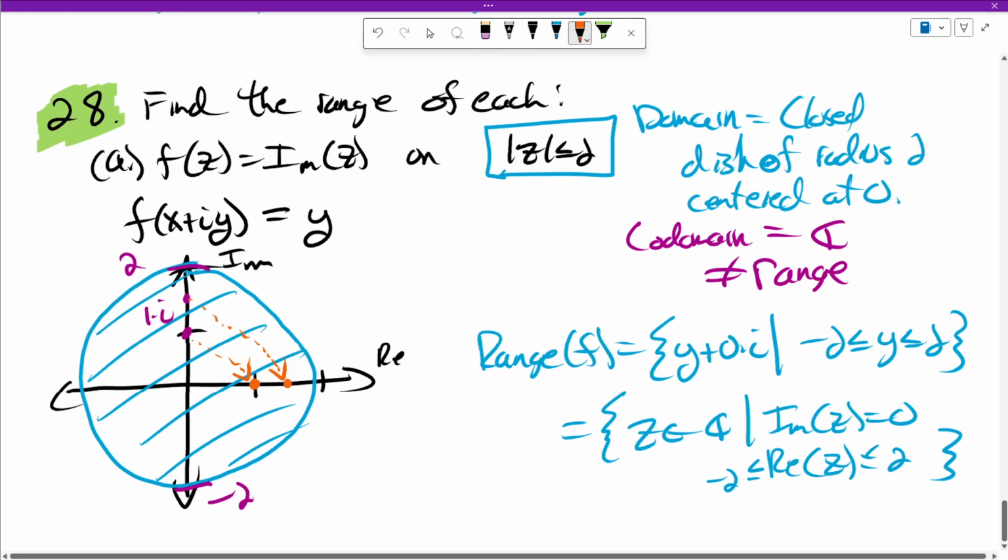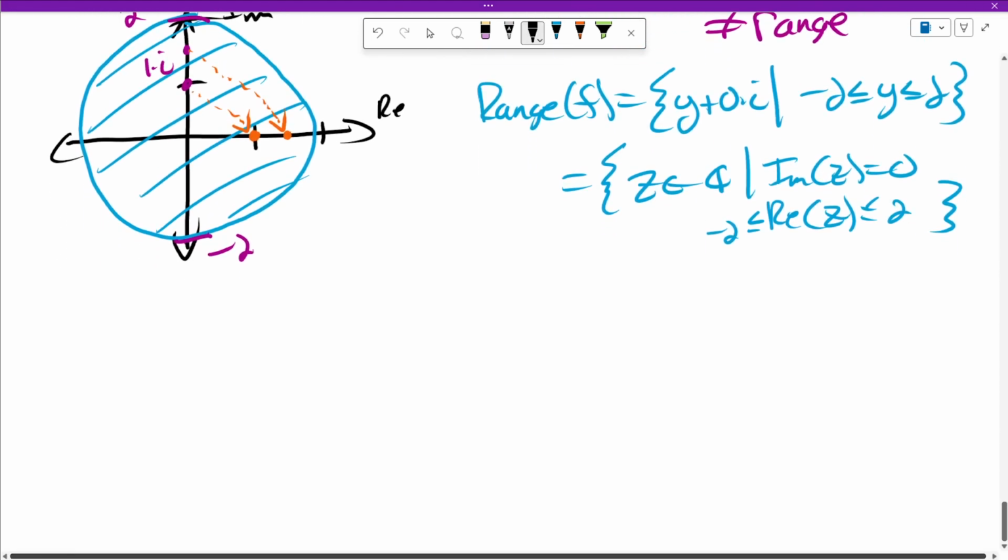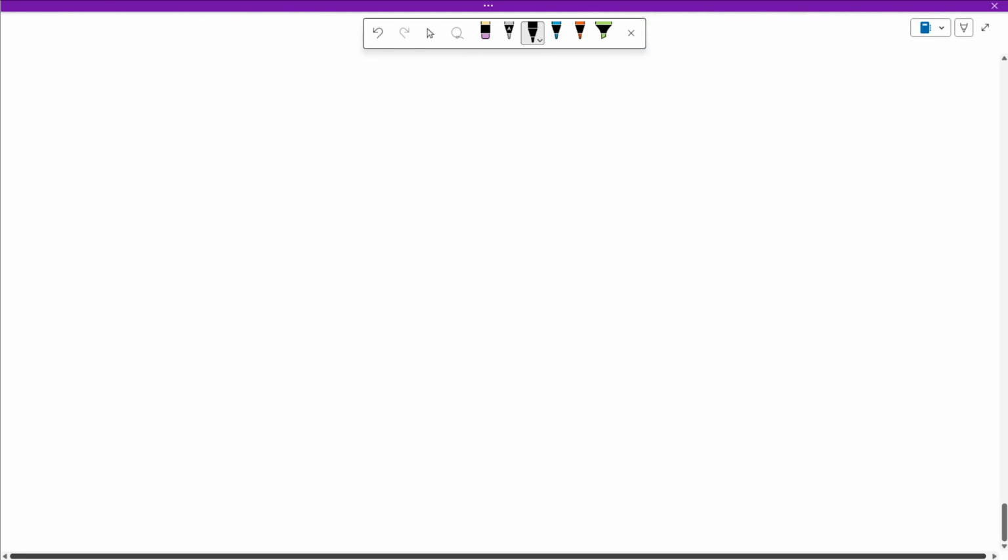Okay, so here's an example of computing a range. Let's do one more example because I even confused myself, so it's a little bit confusing. So let's do part B of this.